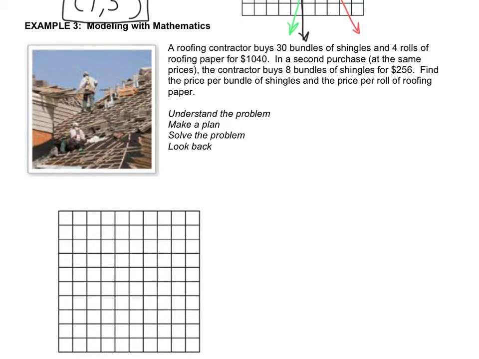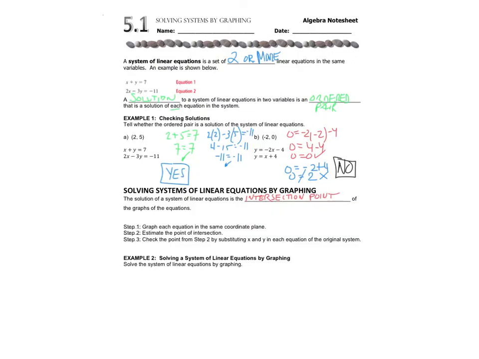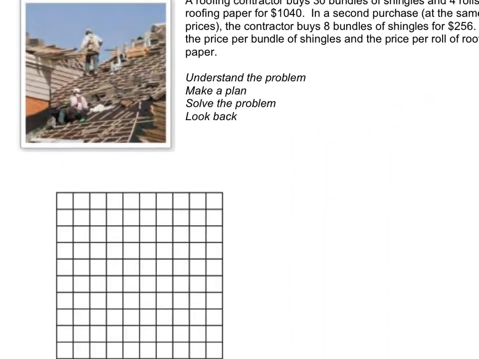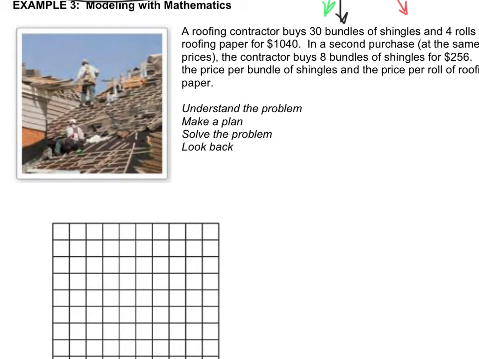So, a couple of things. I am going to call my first variable, the x's we will call shingles, and the y's we'll call the paper. It's always a good idea to come up with the variables that you're going to be using, so at the end you'll know which one goes with which.